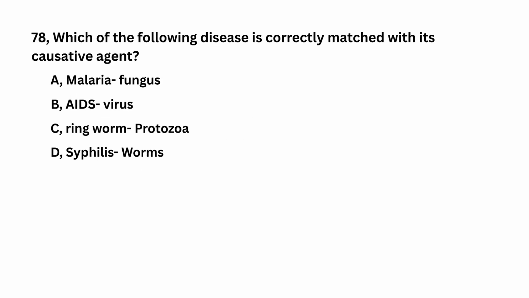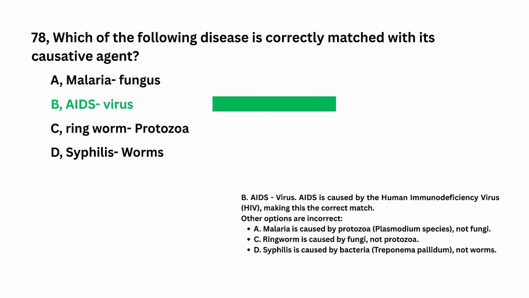Which of the following diseases is correctly matched with its causative agent? Malaria, fungus; AIDS, virus; ringworm, protozoa; syphilis, worms. AIDS, virus is the answer.